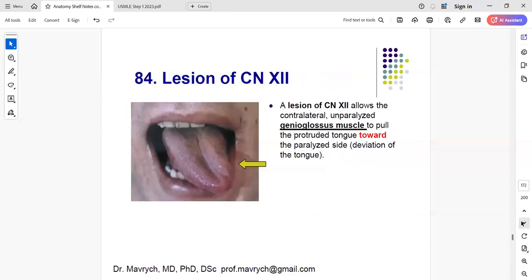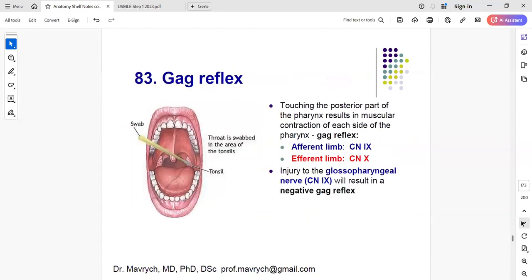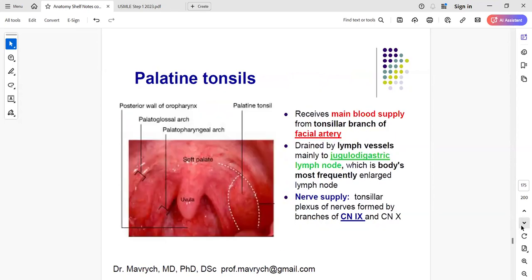Okay, no, gag reflex, no. So you have to remember that in the gag reflex, the vagus nerve is involved, the efferent limb we're talking about, and then the afferent limb, cranial nerve 9, is involved, glossopharyngeal. So yeah, this is something that you have to remember.